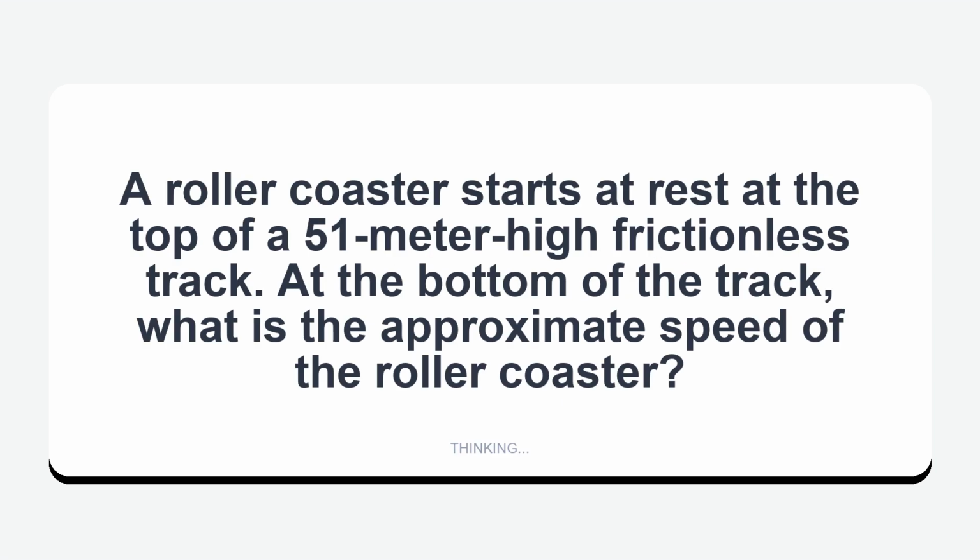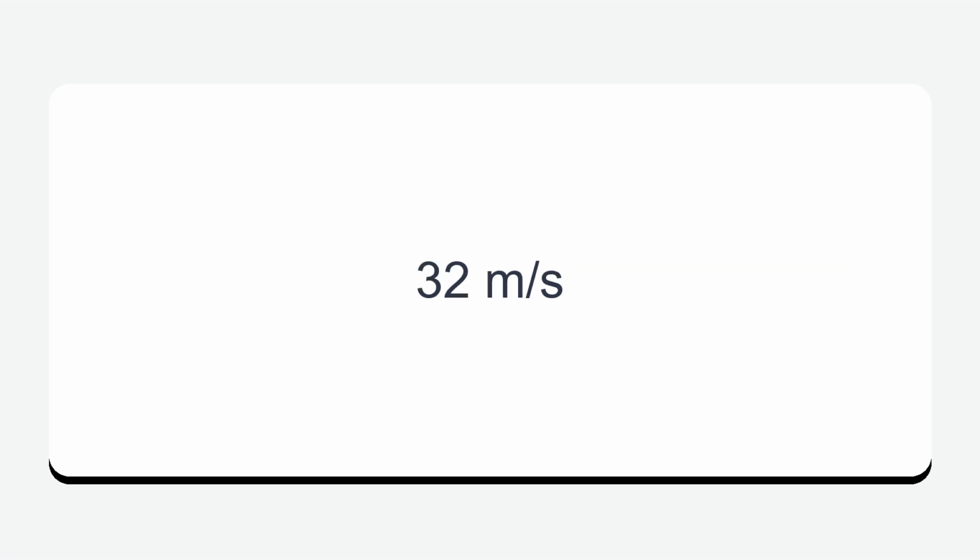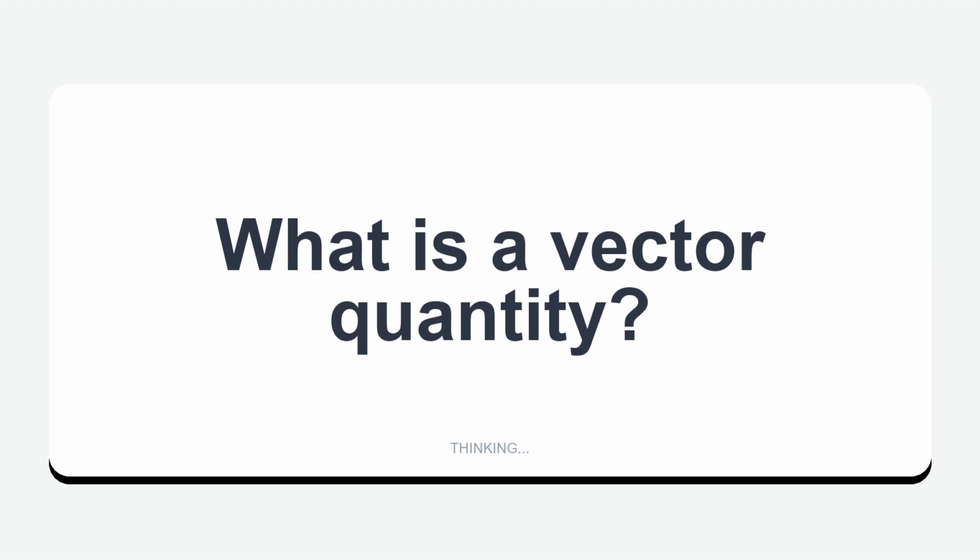A roller coaster starts at rest at the top of a 51-meter high frictionless track. At the bottom of the track, what is the approximate speed of the roller coaster? 32 m/s. What is a vector quantity? Gravity.